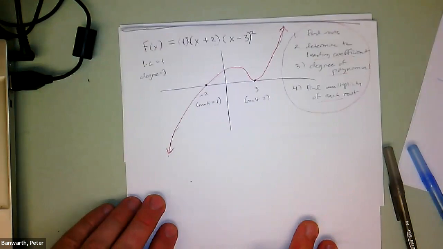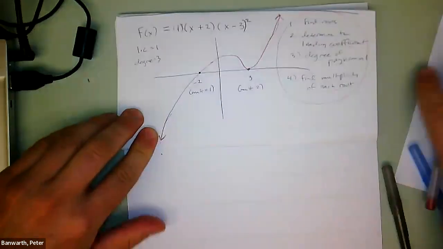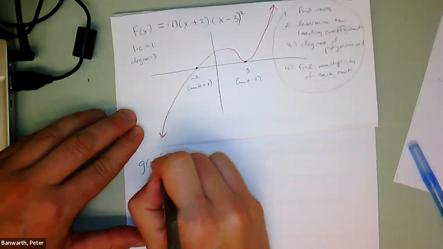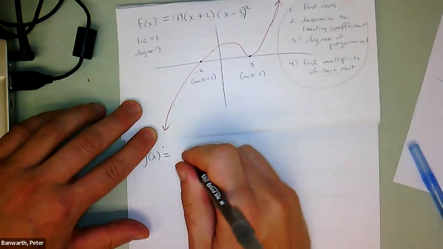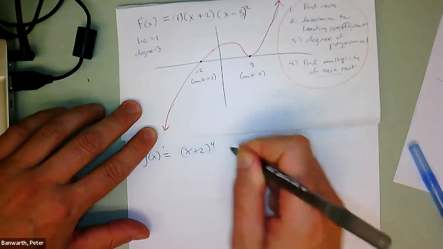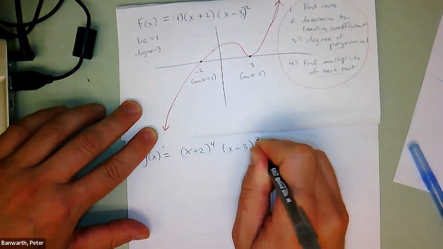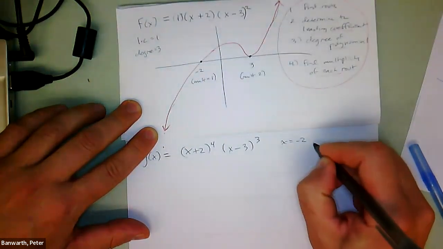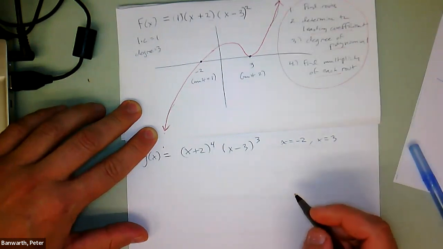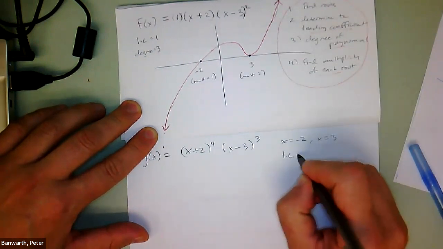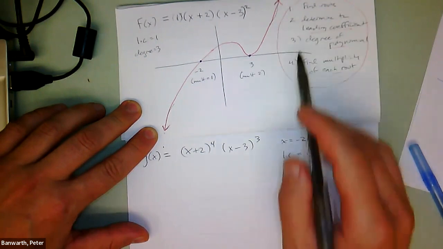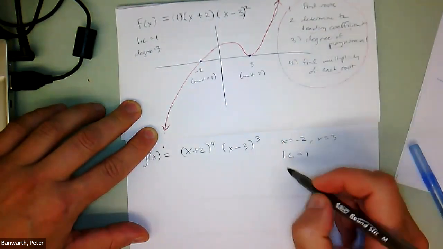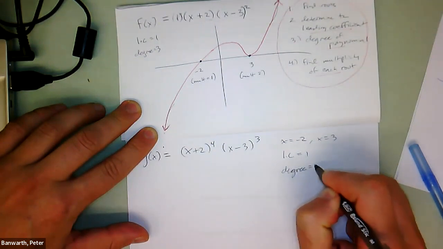I'm going to leave that up there just as a comparison. So if I take another function that's going to look similar because it's going to have the same roots, it's going to be (x plus 2) to the 4th times (x minus 3) cubed. Still has the same roots at x equals minus 2 and x equals positive 3. The leading coefficient is still 1. The degree of the polynomial is 7.